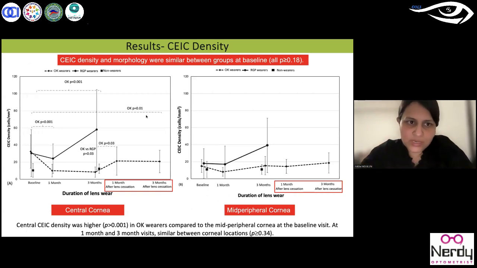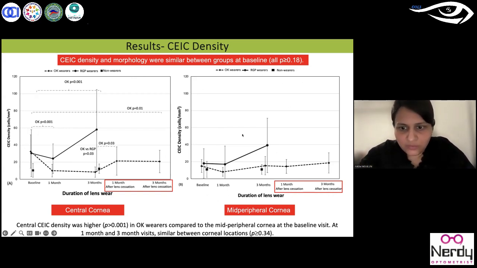So let's move towards the results. For density and morphology, our first question was whether they were similar between the 3 groups. Yes, the density and morphology were similar. There was no difference in density and morphology at baseline. So now what happened after 1 month and 3 months of contact lens wear? We are talking about the density, the number of these cells. Let's talk about the mid-peripheral cornea first.